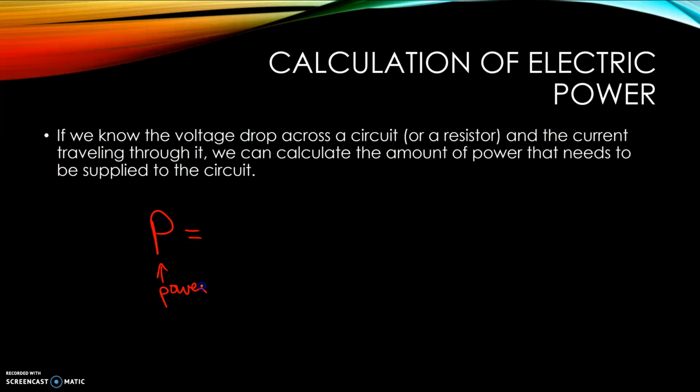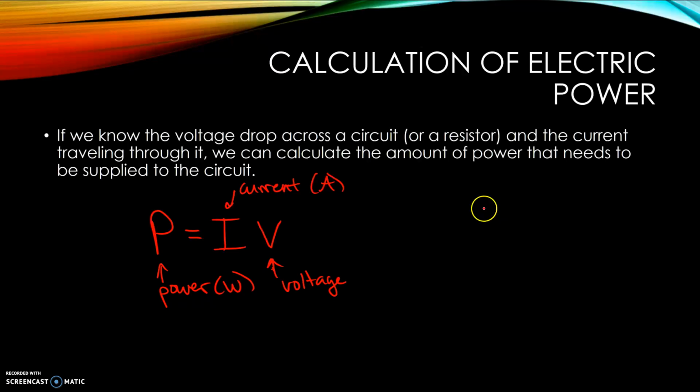So this is my power in watts, or joules per second, and it is equal to my current, I. So this is current, in amps, times, again, the drop in voltage across my circuit or across my resistor, depending on what I want to know the power of. So this is voltage, and that is obviously in volts. So we have this simple equation, P is equal to IV, or PIV.